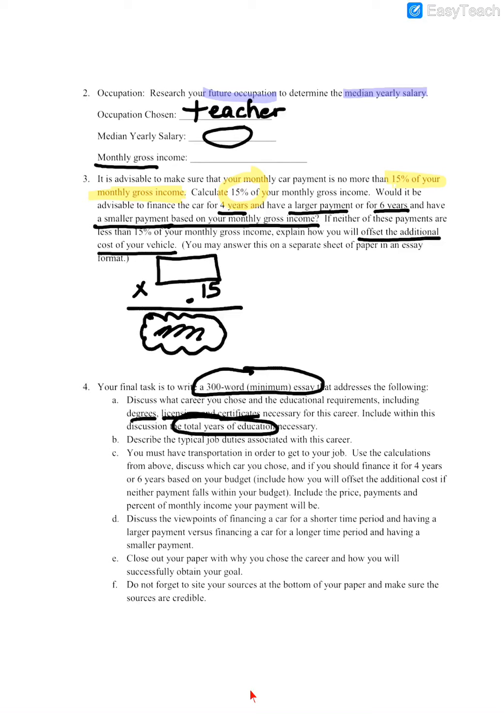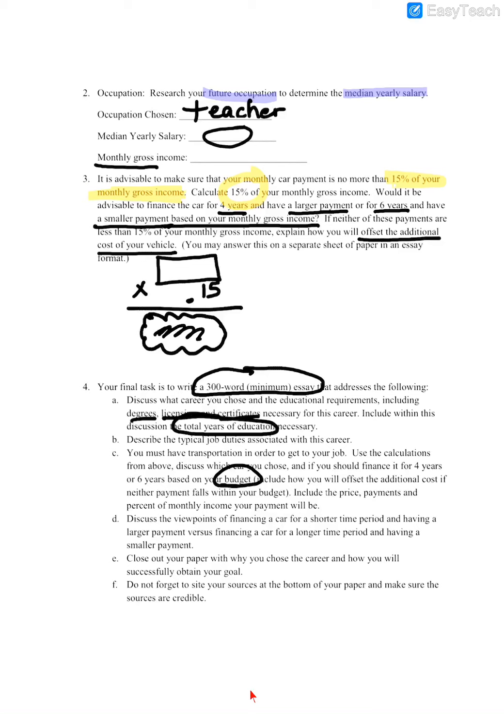B, describe the typical job duties associated with that career. Tell me, what will your job involve you doing? C, you must have transportation in order to get to your job. So use the calculations from above, discuss which car you choose, and whether you should finance it for 4 years or 6 years based on your budget. Include how you will offset the additional cost if neither payment falls within your budget. Include the price, your payments, and the percent of monthly income your payment will be.